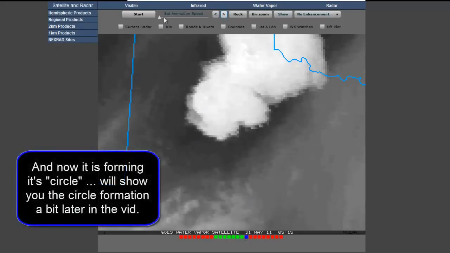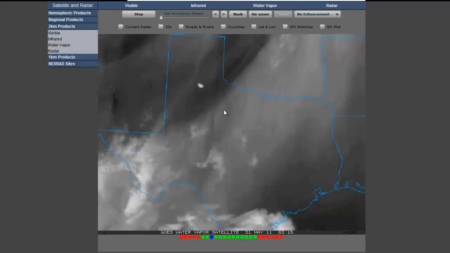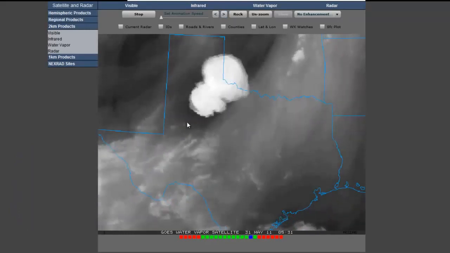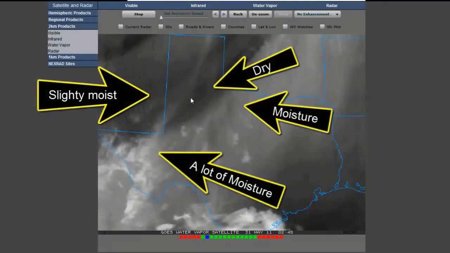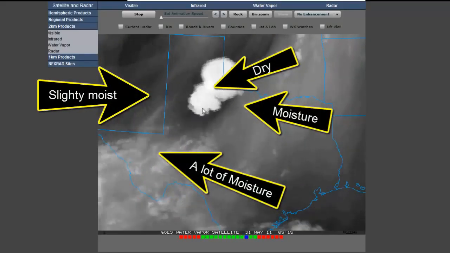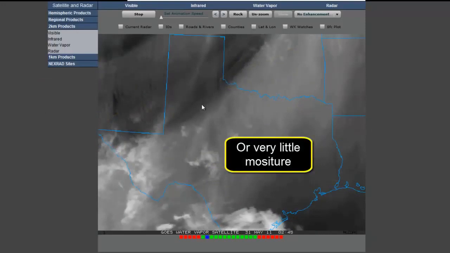Okay, now let's look at something else. Okay, here we have it in slow motion. Notice how dry the air is where it triggers. Completely dark black. Absolutely no moisture.